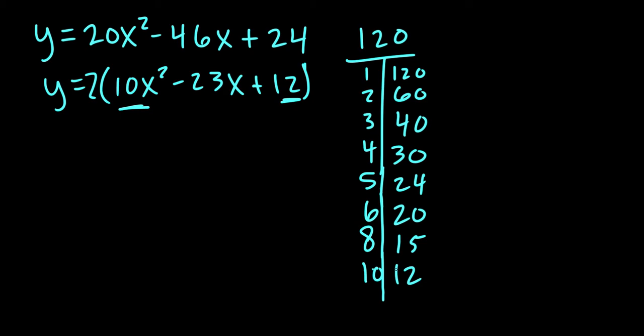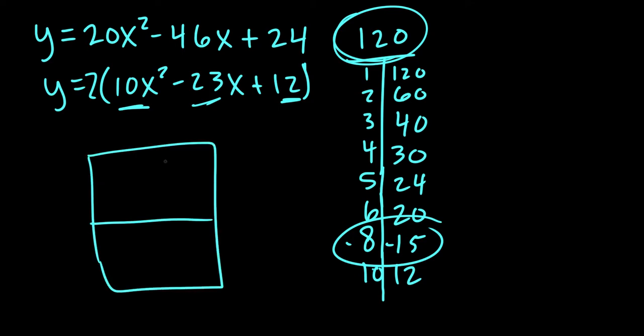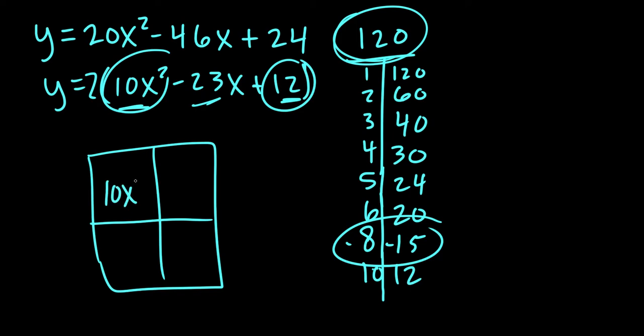Now if we go through this, we're trying to make 23. The only one that does it is this, and we have to make them both negative. If we multiply them back together, it does make a positive 120, so we feel good about that. Now we draw our box, and we take our first term and our second term. Remember, this 2 is still a part of it, but we're going to put it in later. So we have 10x squared, we have 12, and then we're going to split this 23 into these. So negative 8x, negative 15x.